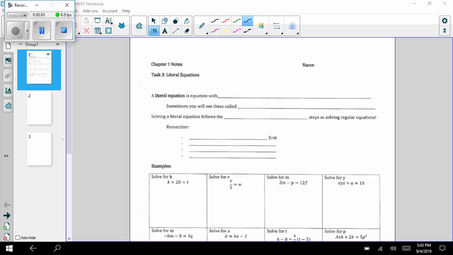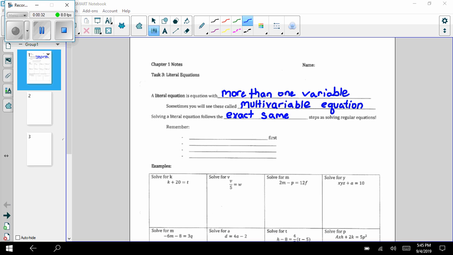Chapter 1, Task 3. Today we're going to talk about literal equations. A literal equation is an equation with more than one variable. Sometimes you will see these called multivariable equations. Solving a literal equation follows the exact same steps as solving regular equations.